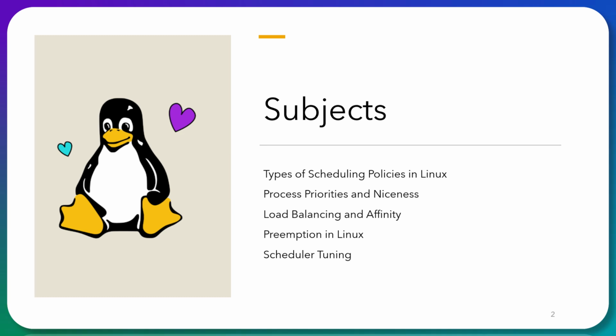We'll cover several core aspects of Linux scheduling. First, I'll introduce the main types of schedulers available in the Linux kernel. Then we'll look at how Linux handles process priorities using Niceness. After that, I'll go over how Linux balances tasks across multiple CPUs and how you can influence task placement using Affinity. We'll discuss Preemption, both at user level and inside the kernel, and how it affects latency. And we'll wrap up with how to tune the scheduler for specific performance goals.